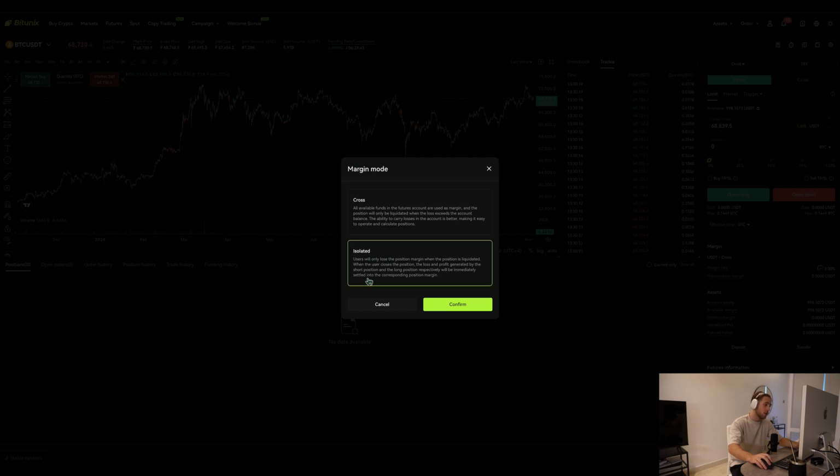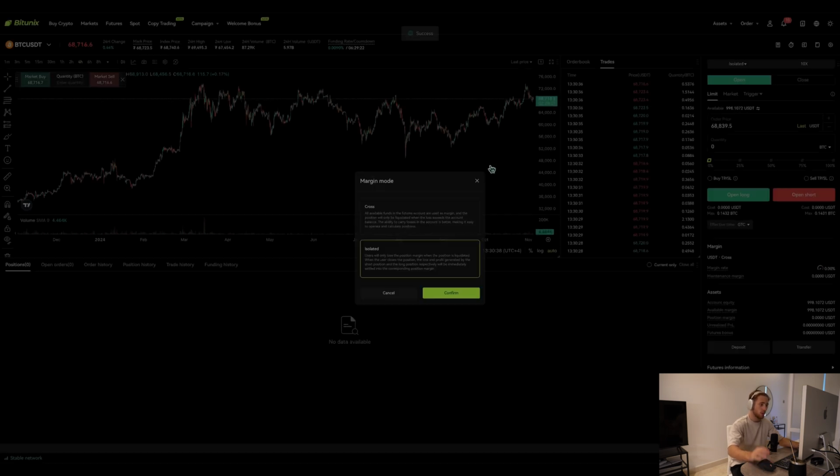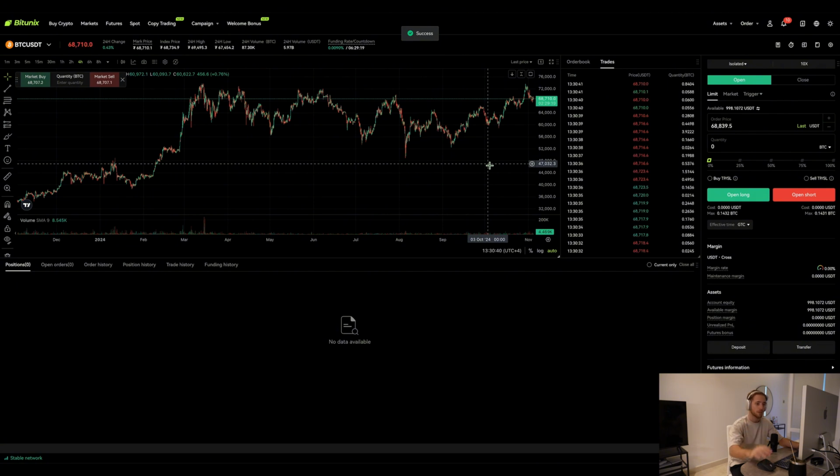Now, the isolated option: you can stop the video and read about it, or in the simplest possible way, in cross, all funds are used as margin in the futures account. In isolated, only the funds that you put in the trade will be liquidated in case your trade doesn't go well. So let's say we're going to use isolated for this trade as an example.